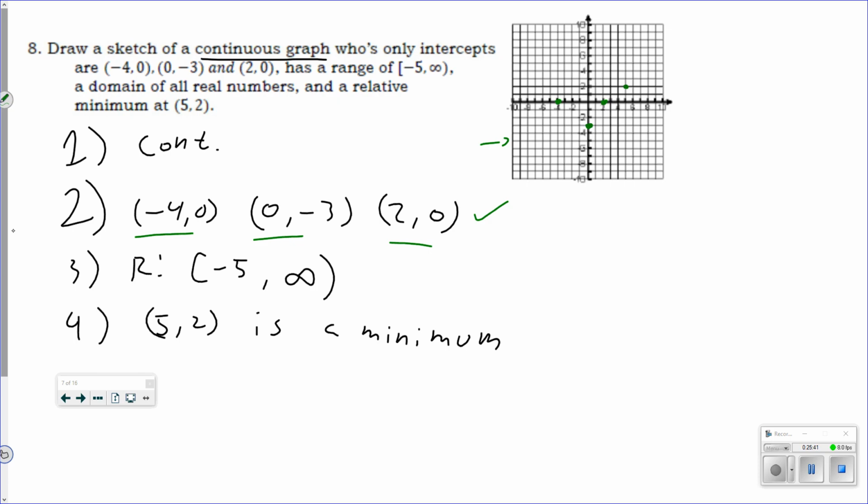All right, I'm not told anything else. Oh, no, I am actually, sorry. Domain of all real numbers. That's actually pretty important. Domain of all reals.